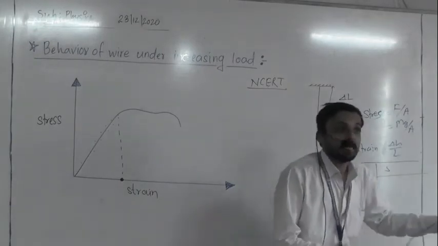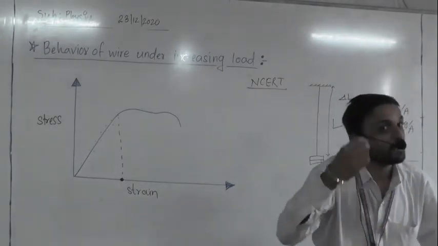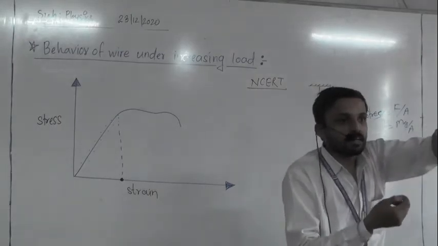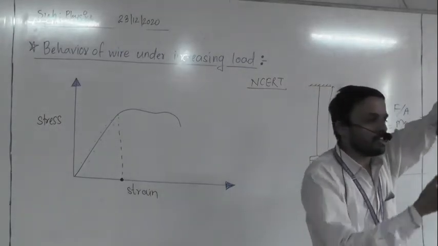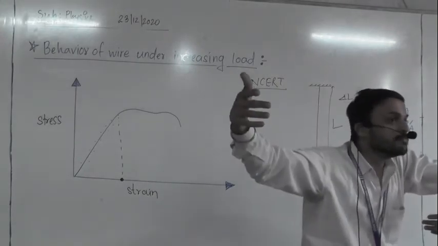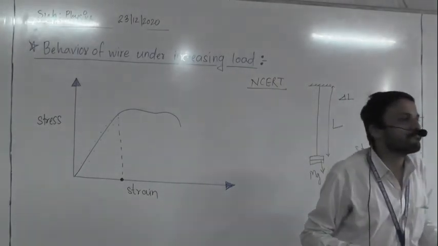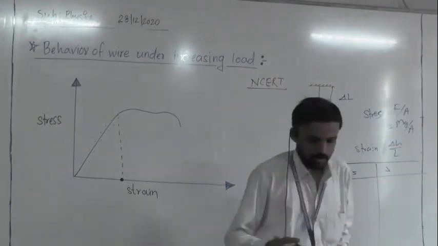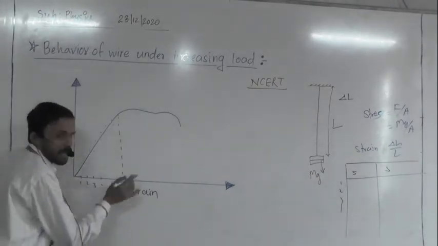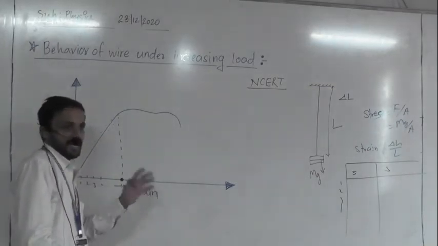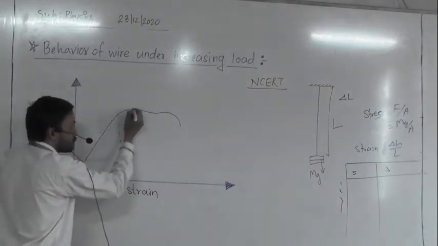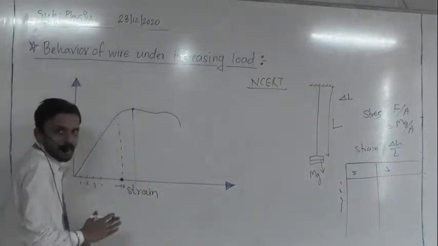Let's load. But what happens? If you go on loading the wire for a long time, practically that wire is made up of atoms, molecules and all. After some value of load, if you start unloading, suppose I started with 1, 2, 3, 4, 5, and reach a strain value of 10, it is expected that if I decrease the load, the strain should also decrease. Suppose at this point I stopped loading and started unloading.